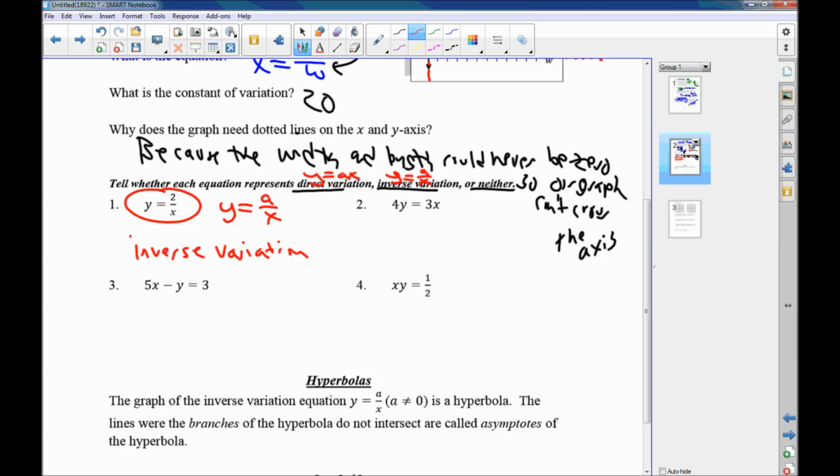If you look at number 2, we'd have to solve for y first to see what's going on. So we'd have 3/4 x. This fits the y equals ax. So this is direct variation.